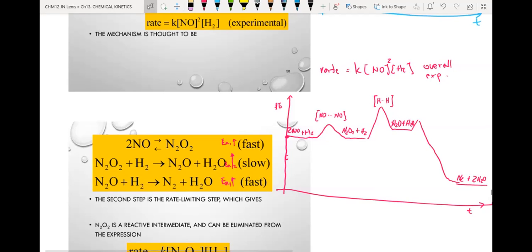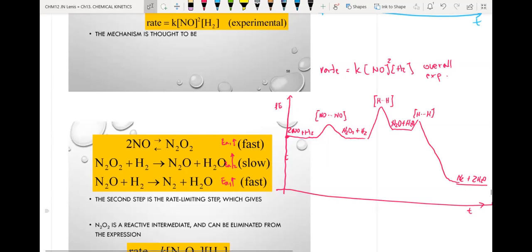Once this is formed, this is very reactive. And N2O will attack another hydrogen molecule, because remember the molecularity is 1. So it's basically the same one, because at the same time this is being formed, it's going to attack another of those to form the final product.